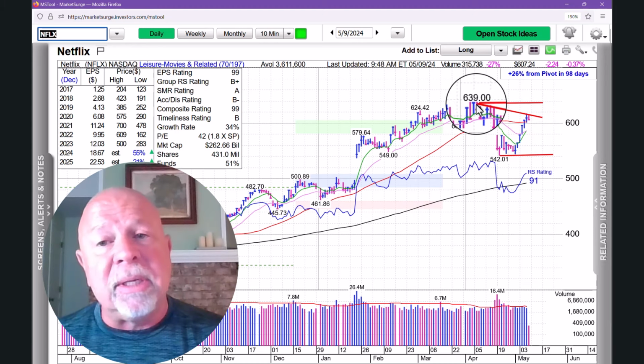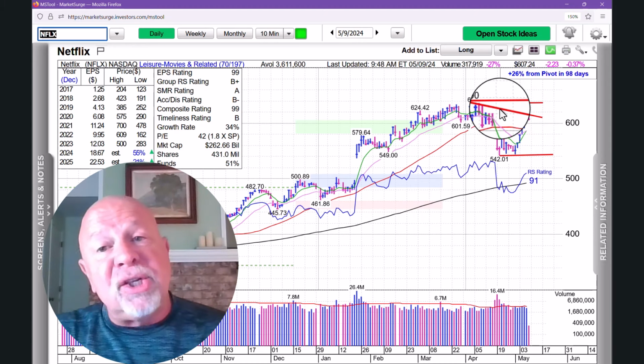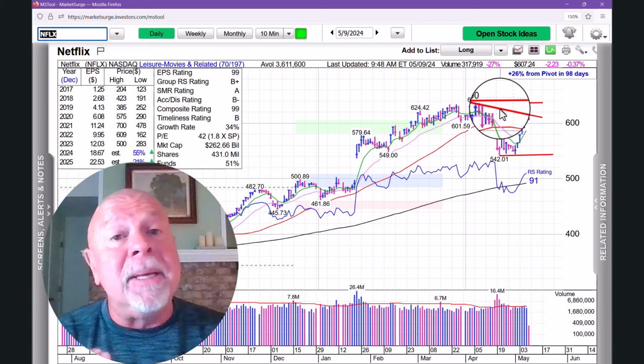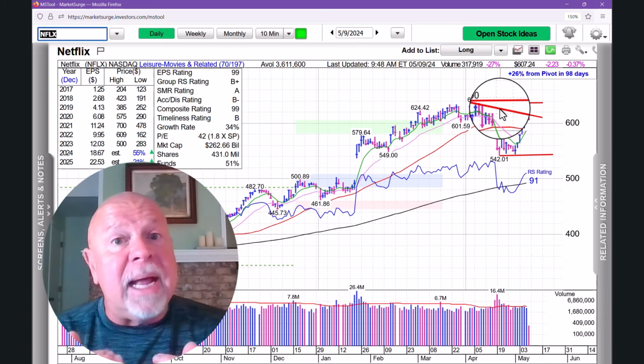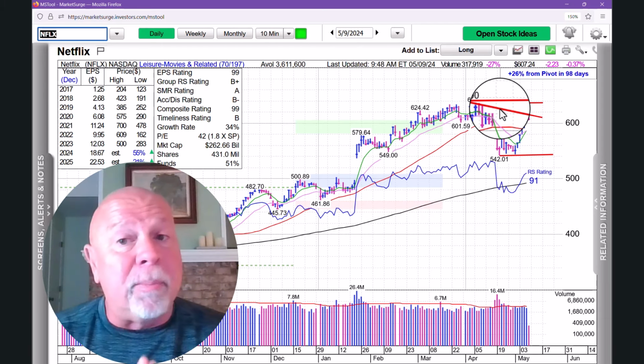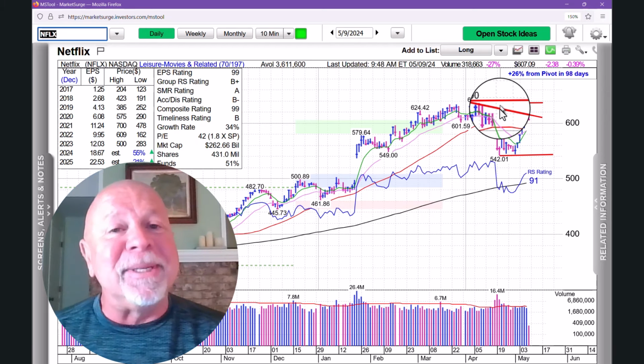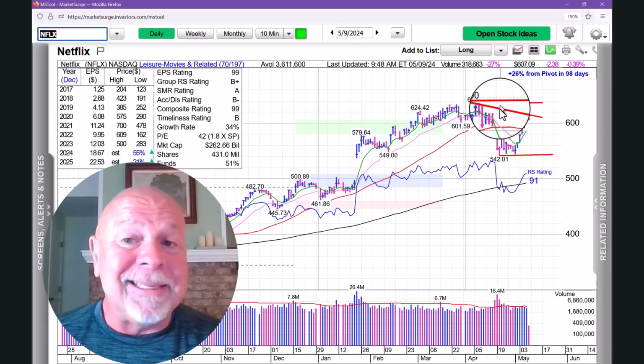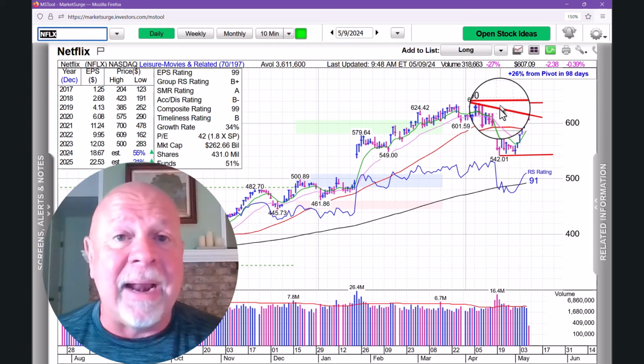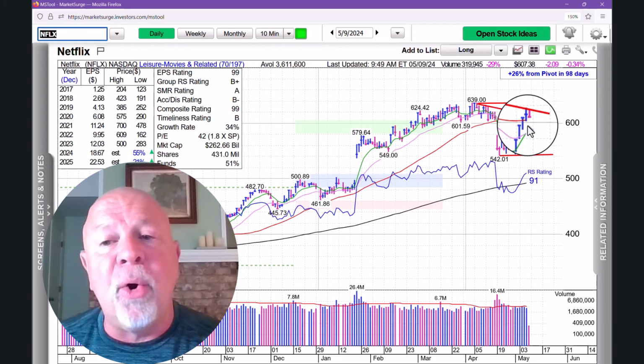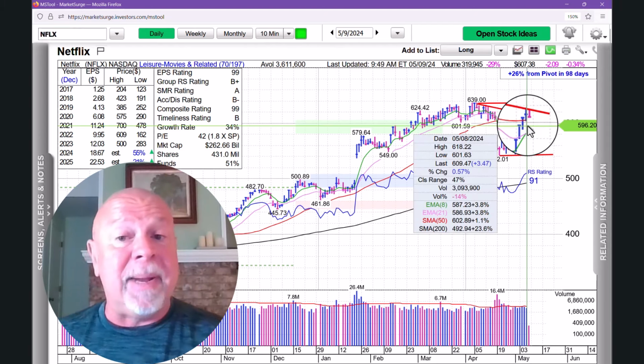I drew a little trend line here. So I've got this trend line. It shows a down trend line. It's running up into that as resistance. If it breaks through that trend line, we've got a potential breakout going, especially if it runs up to 639. On a stock that's $607, 639 is not out of the question. Maybe it'll go to the top of this bar here, which is about 618.